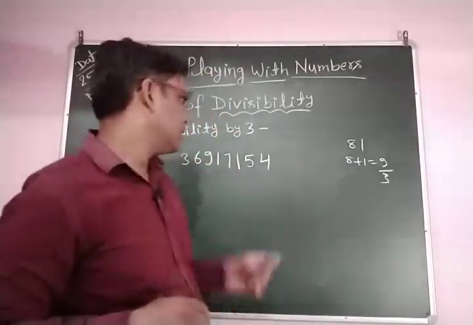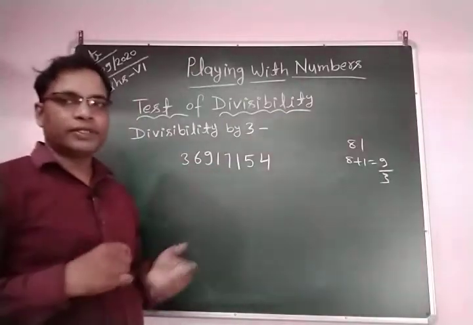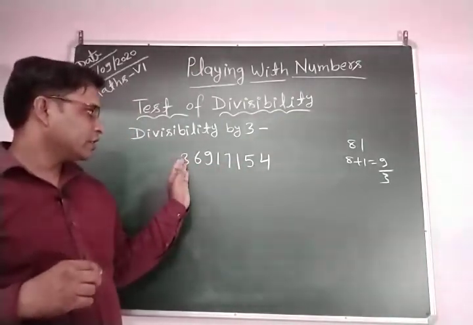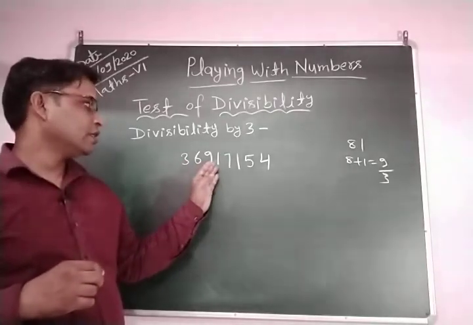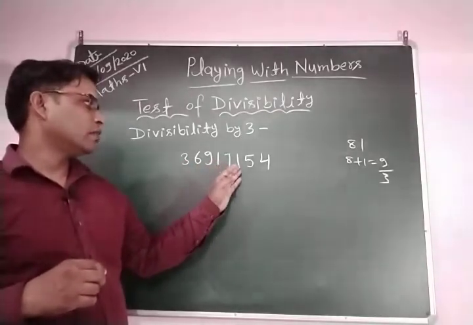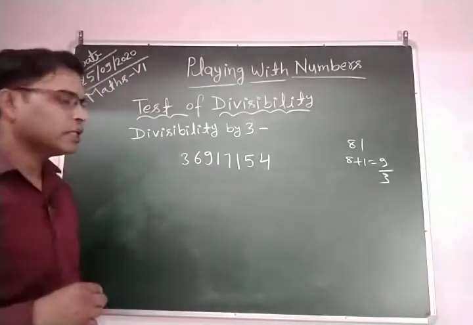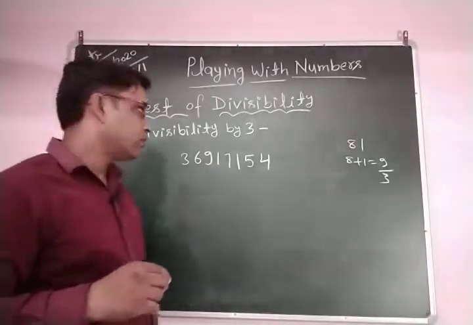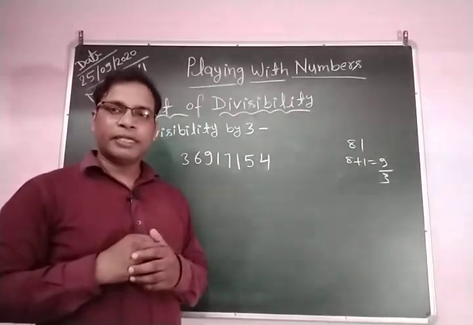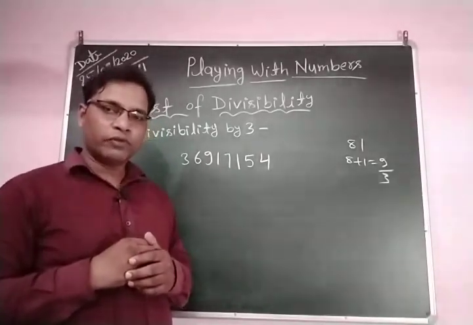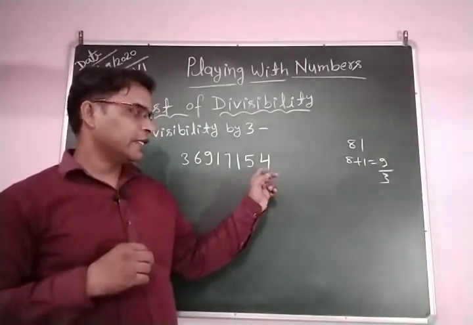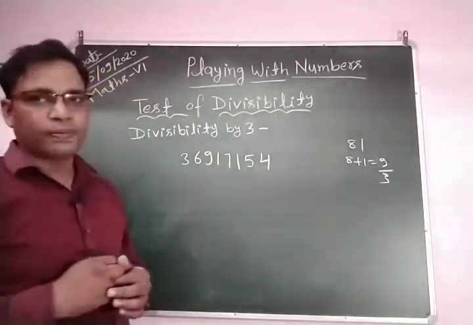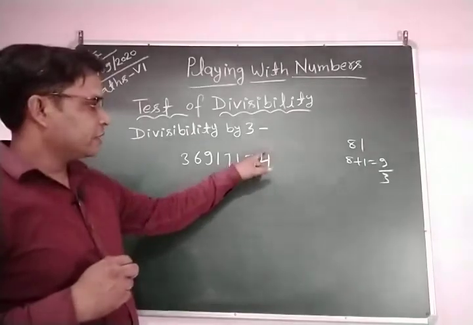It is very easy. But here, how can we check? First we find the sum of the digits of the number. The digits of this number are 3, 6, 9, 1, 7, 1, 5, 4. Is this number divisible by 3 or not? So first we find their sum. In the divisibility test of 2, we check only the last digit. If the last digit is divisible by 2, then you can say the whole number is divisible by 2. But here this is 4.